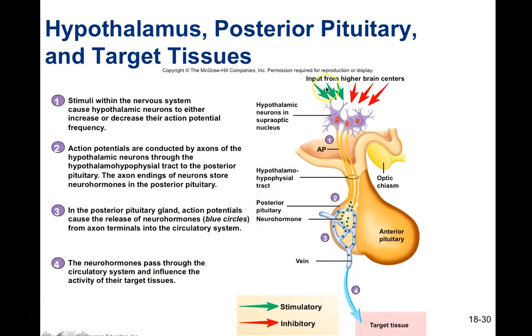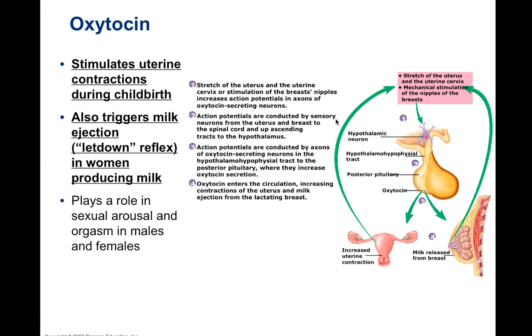Now keep in mind that the input from our higher brain centers are going to determine whether we get stimulatory signals sent over to these neurons or inhibitory signals sent over to the neurons. And based on the frequency of those signals, we can determine whether we are going to release those hormones or keep them stored within the axon terminal.